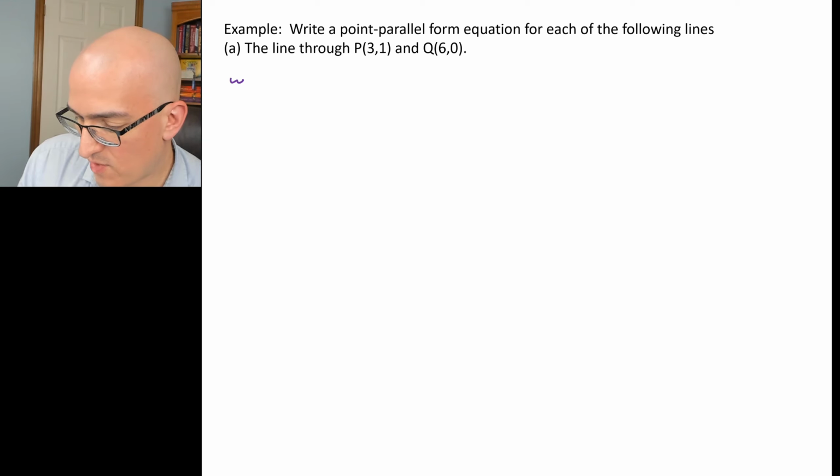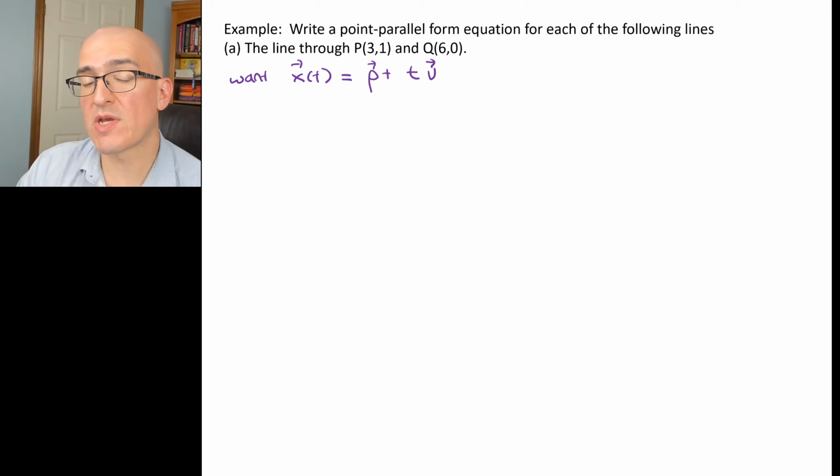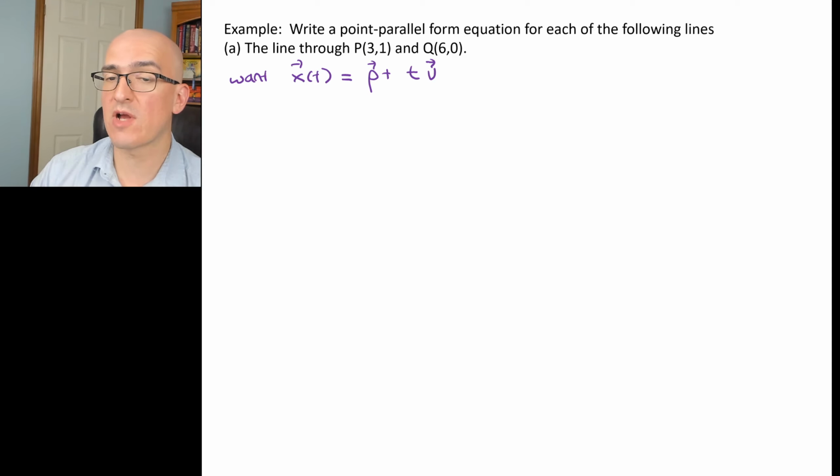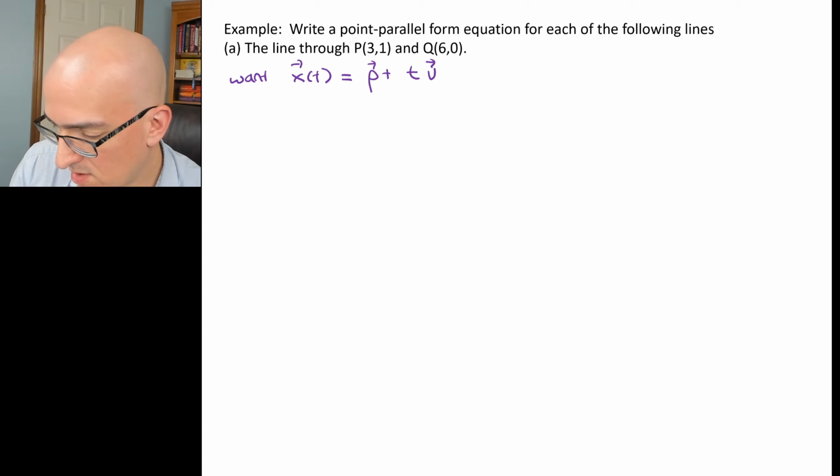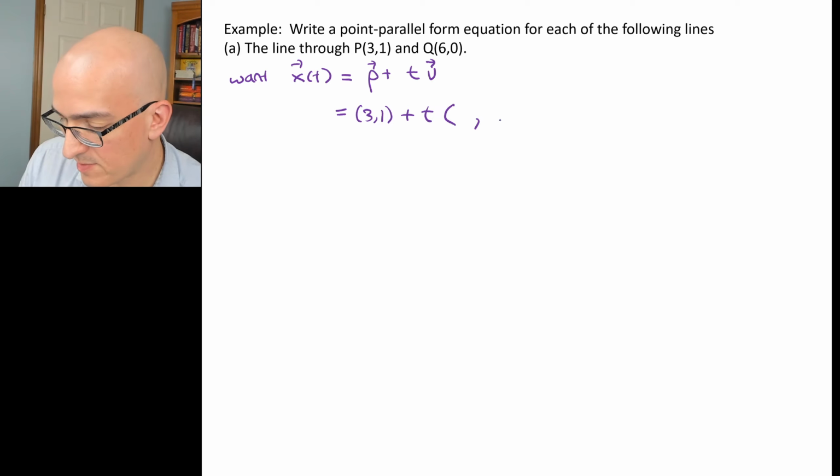So we want this as our answer. x of t is equal to p plus t times v. One misleading thing is that just because I called the point p doesn't mean I have to use capital P as my point 3, 1. I could use 6, 0. Now I am going to use 3, 1 for my point, but I have complete freedom to choose the other point. So that's going to be 3, 1 plus t times the direction vector. I'm going to leave a blank for that.